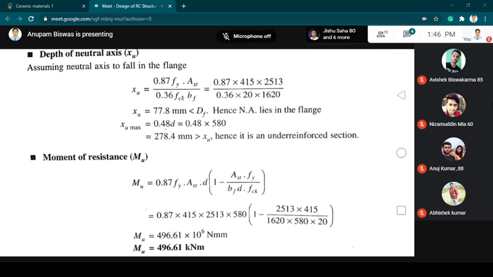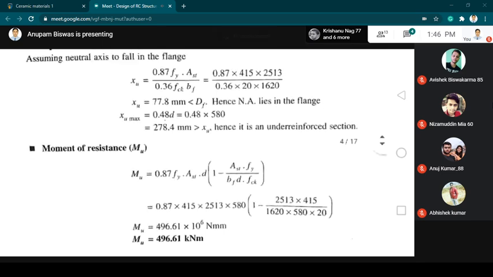Okay. So finally, the moment of resistance is calculated by the formula of rectangular beam, 0.87 fy Ast into d, all multiplied by 1 minus Ast fy by b d fck. So since the width of the beam is similar to the width of the flange, B becomes bf and all the values are known. So finally we can get our moment of resistance from this.